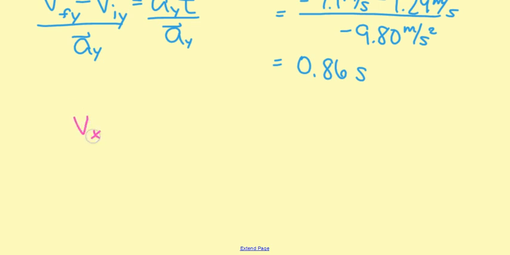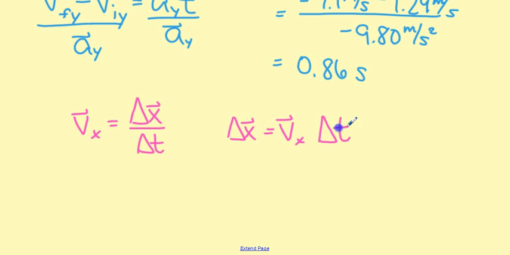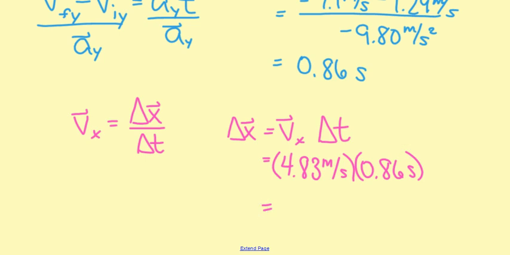I use my one and only x direction equation. Vx is delta x over delta t. Solving for delta x gives me Vx times delta t, which is 4.83 meters per second times 0.86 seconds. That gives a value of 4.1 meters.